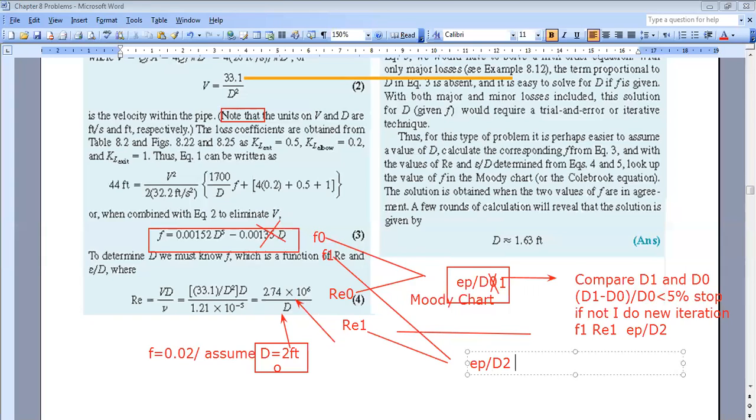If you want, please try to practice on this, because we did a lot of examples last time. Try to do iteration on Moody chart, and at the end, you have the corresponding value. Here you should not do several iterations, because the assumption was close. If you want to make sure, try to start by d10, and you will see that you will end up with the same value, which is nearly 1.63.